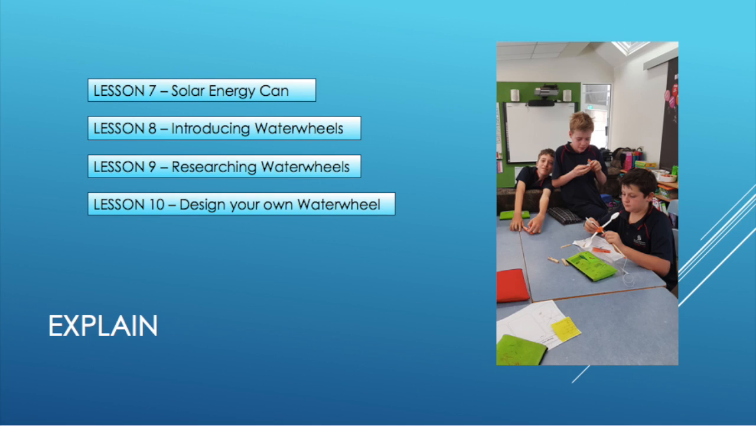So in the first session of explain, they were given a can to modify, and they had to use the resources that were provided, such as aluminium foil, paint, black paper, and they could also come up with their own resources to complete this investigation. This was to identify the effects of solar energy and how they could heat up water faster.